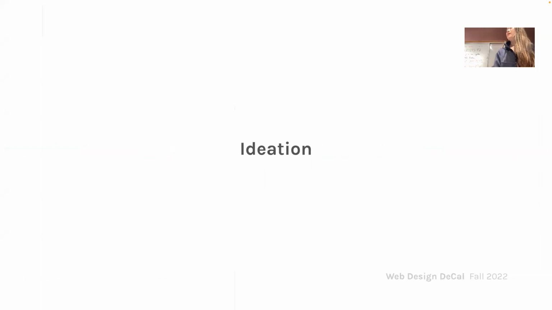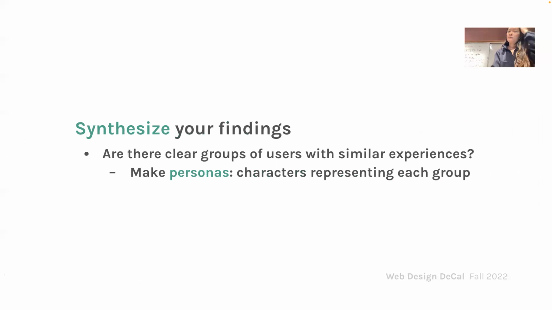This is where you get into actually designing the app and figuring out what it will look like, translating the research into interface and visual design. The first thing you should do is synthesize your findings. Once you've done your research, are there any clear groups of users with similar experiences? Typically, if you have a large breadth of research, there are going to be a lot of different people with a lot of different experiences. So this is where you have to choose the one that is most important or most significant for your problem space. Something useful is to make personas and characters that represent each group.